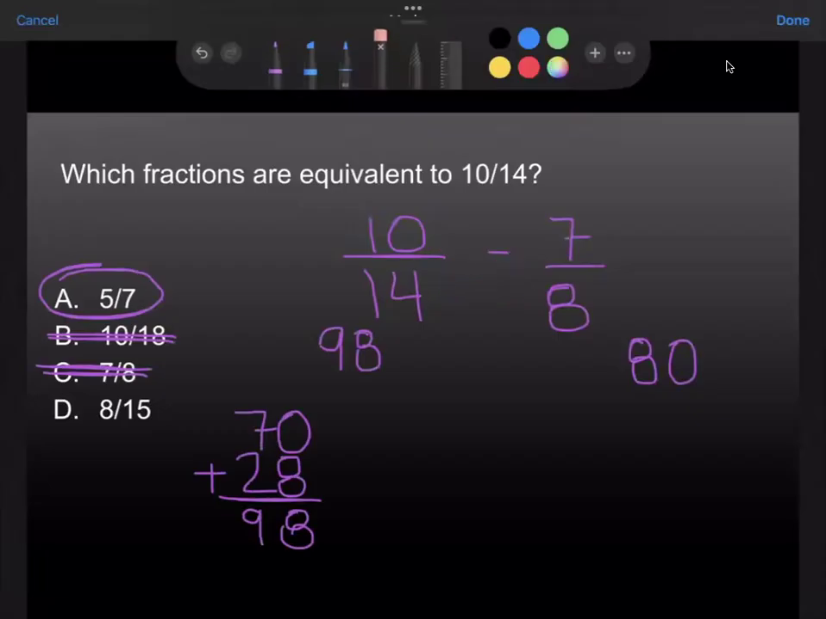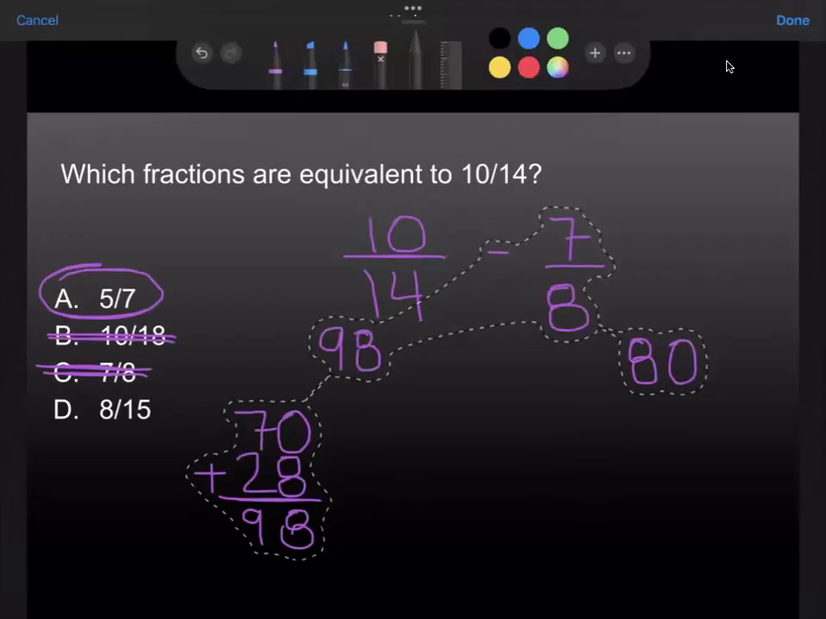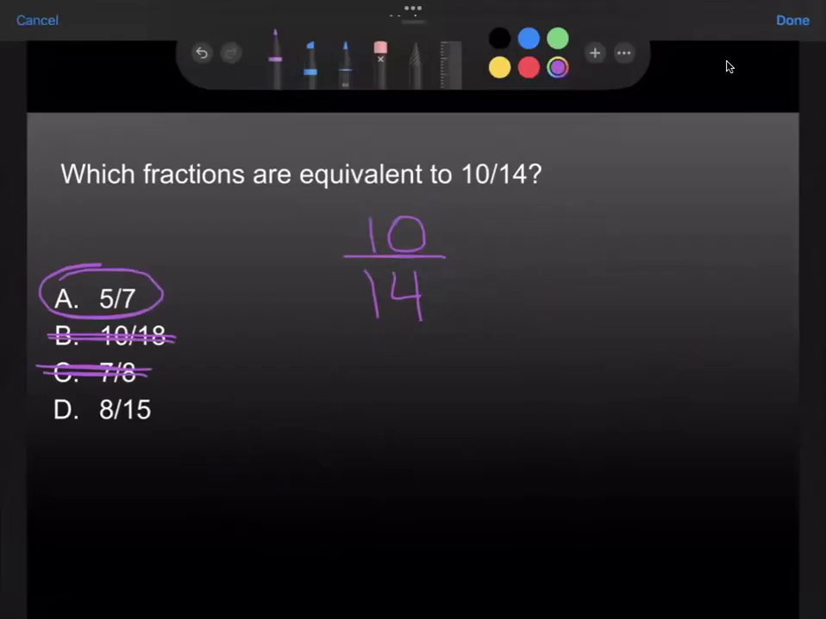Okay, so let me do some erasing here to take these out of the way before we get to our next choice. Okay, there we go. Okay, let's check it against 8 over 15. So again, this one's kind of hard to tell.